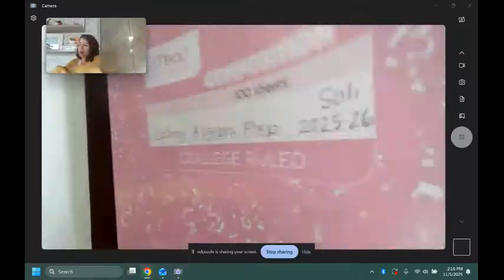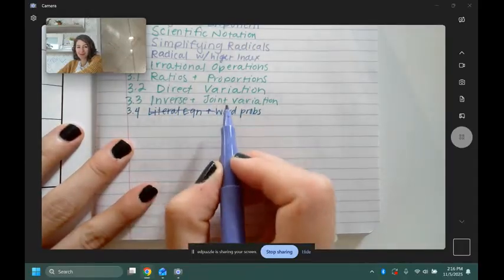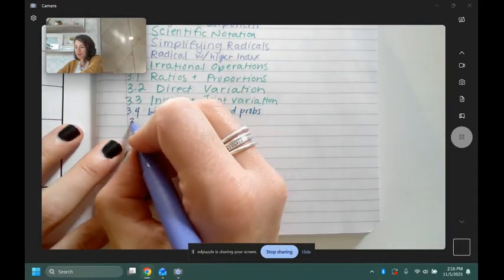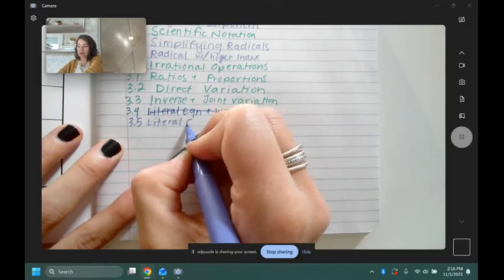Hey, College Algebra Prep, here is your very last lesson in 3.4. I ended up just doing word problems in 3.4. In 3.5, we'll take a look at some literal equations.